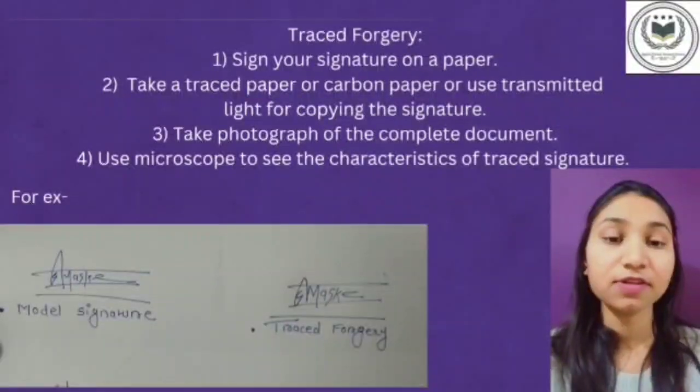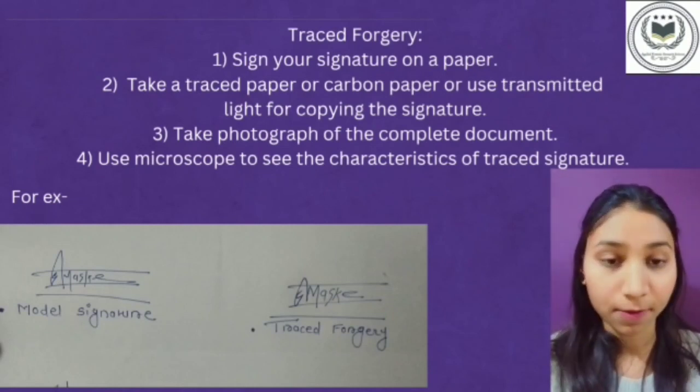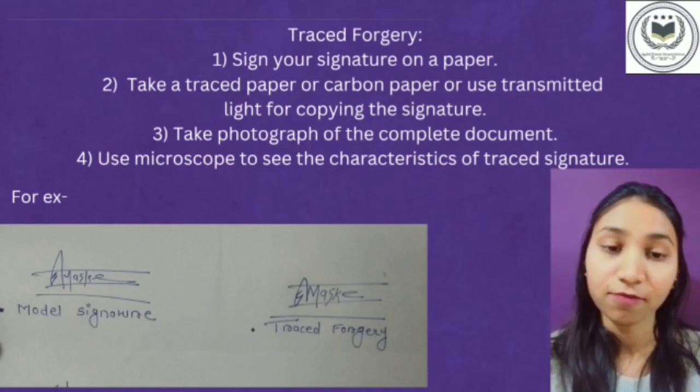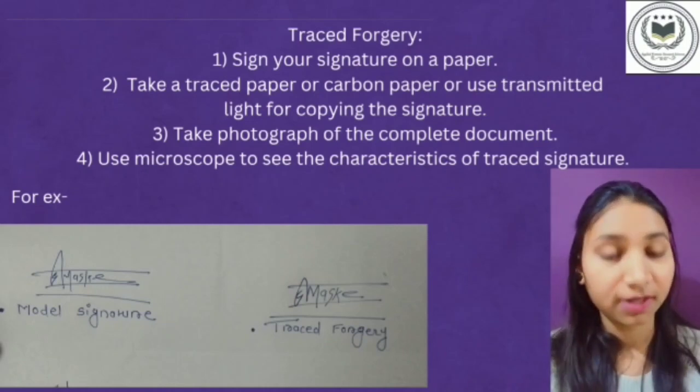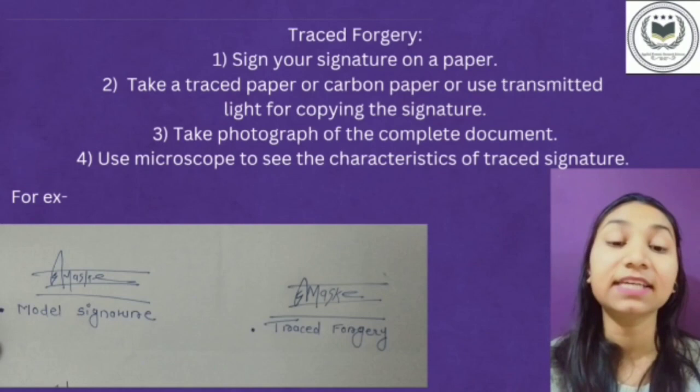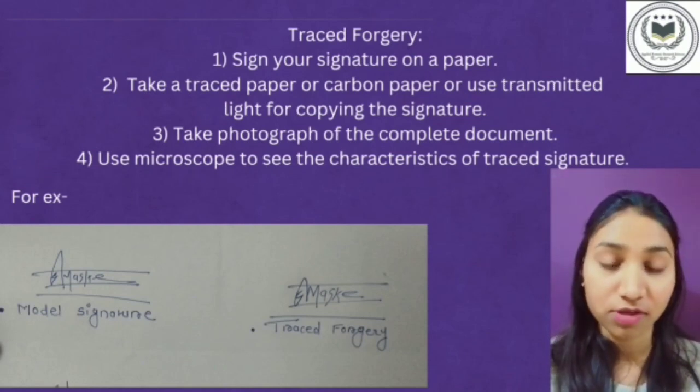Procedure of the traced forgery. First, sign your signature on a paper. Take a trace paper or carbon paper or use transmitted light for copying the signature. Take a photograph of the complete document. Use the microscope to see the characteristics of the traced signature. And here is some example of the traced forgery.